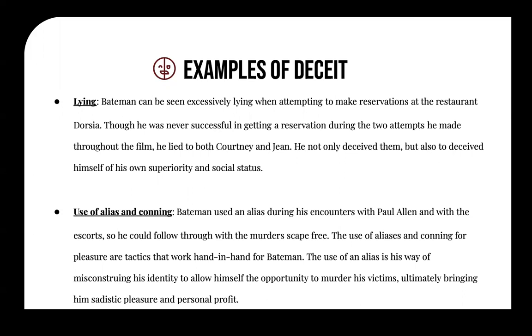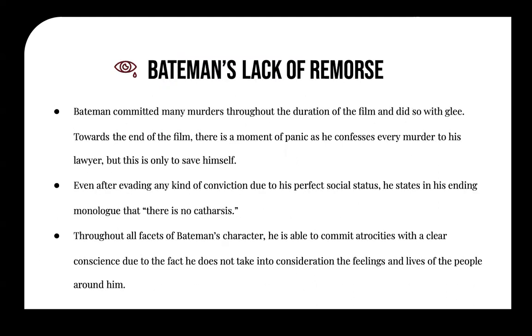He also uses an alias and cons others. He used an alias during his encounters with Paul Allen, the first murder, and with the escorts, the second murders, so he could follow through with the murders scot-free. The use of aliases and conning for pleasure are tactics that work hand in hand for Bateman. The use of an alias is his way of misconstruing his identity to allow himself the opportunity to murder his victims, ultimately bringing him sadistic pleasure and personal profit.